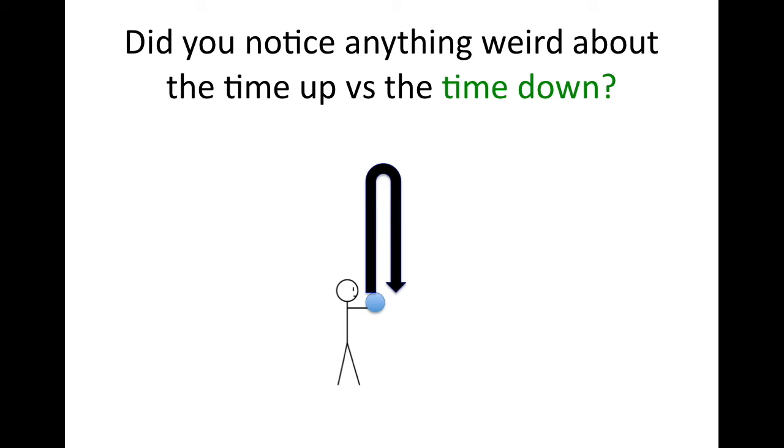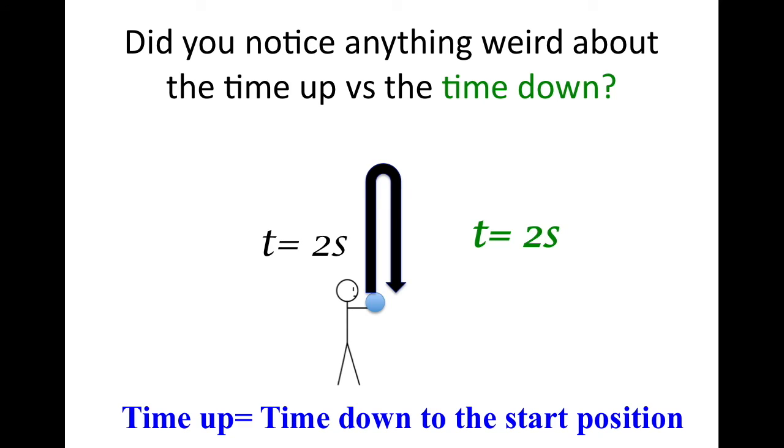So did you notice anything weird about the time up versus the time down? 2 seconds on the way up, 2 seconds on the way down. Well, we just did all this mathematical fun to prove that the time that it took for an object to travel on its way up is the same as the time that it takes for the object to travel on its way down. So if you ever run into another problem where it asks you how much time does it take for the object to travel on its way down, if you find it once, it is the same answer on both sides.